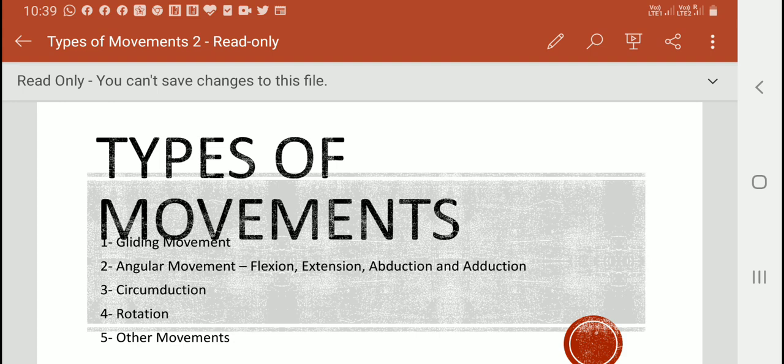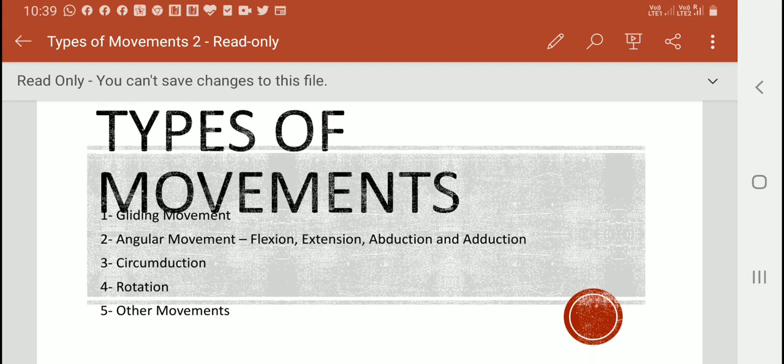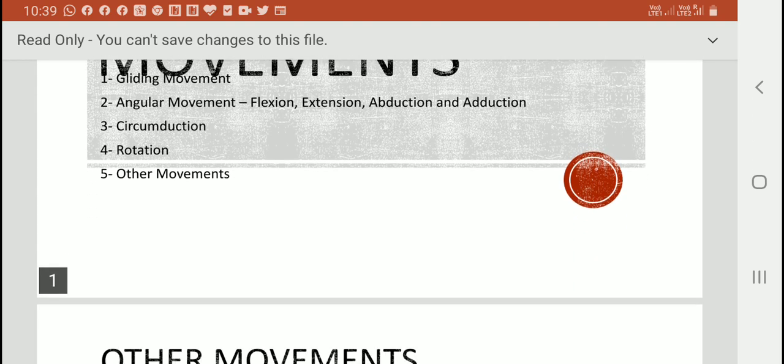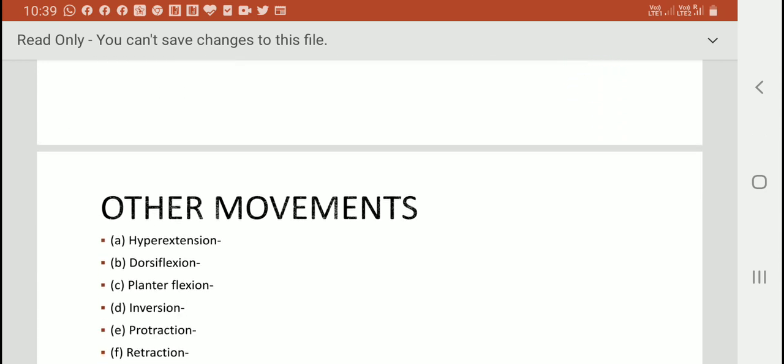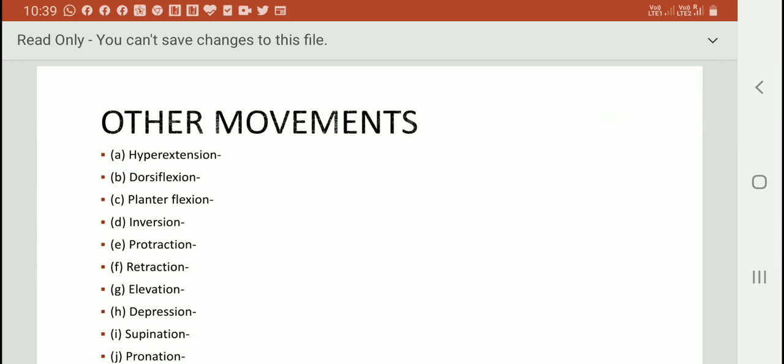Today I am going to start the topic types of movements. You have already read about glide movements, angular movement, flexion, extension, abduction and adduction, circumduction, and rotation. These movements you have already read, and today we have to read about the other movements. First of all, you have to read about hyperextension.